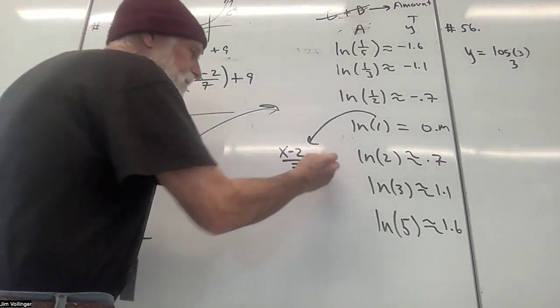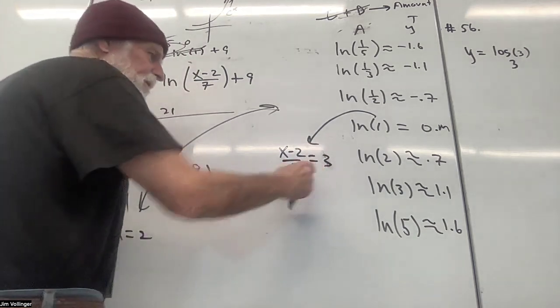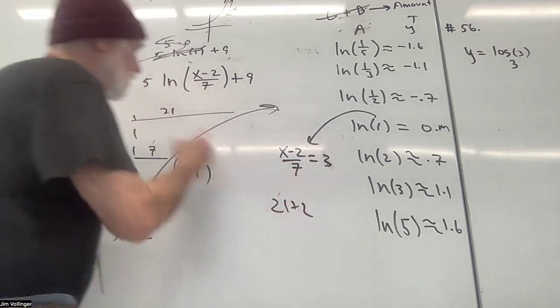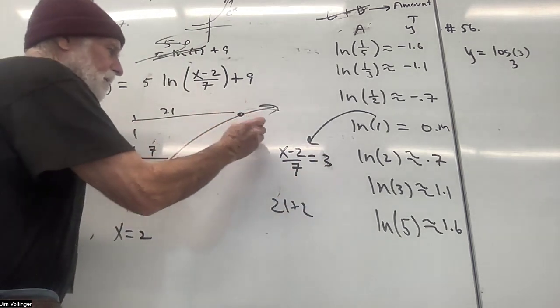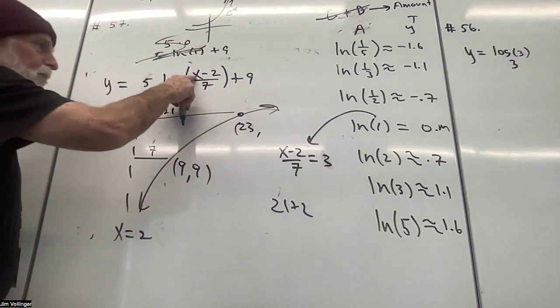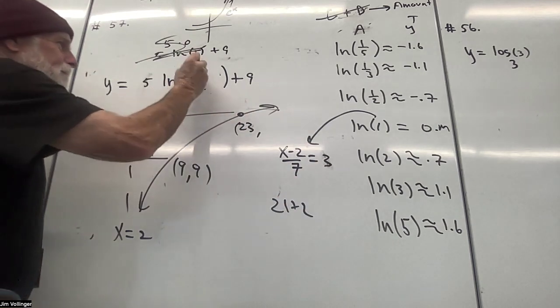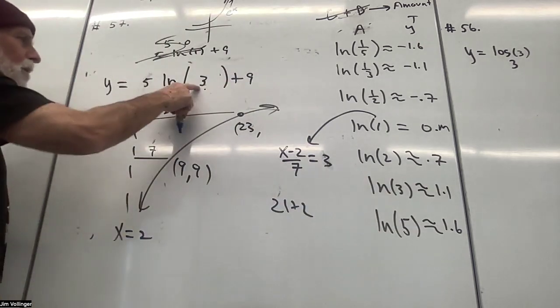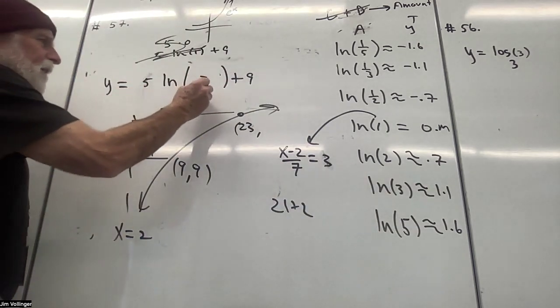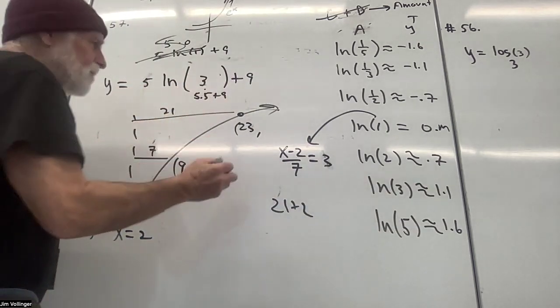So when does this equal 3? 7 times 3, 21 plus 2, what I already knew, 21 plus 2 gets me 23. Okay, so I put 23 in, I get 3. I know what the ln of 3 is. I'm calling it 1.1. 1.1 times 5 is 5.5 plus 9, 14.5.